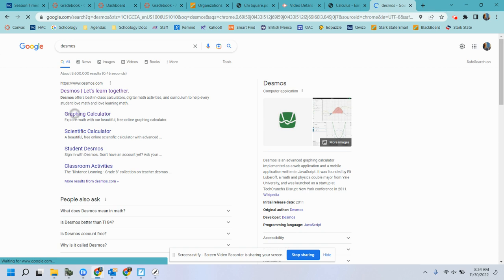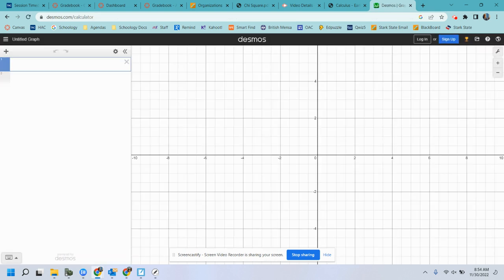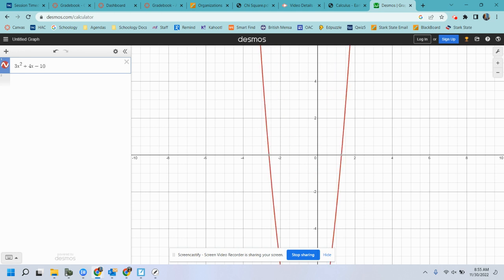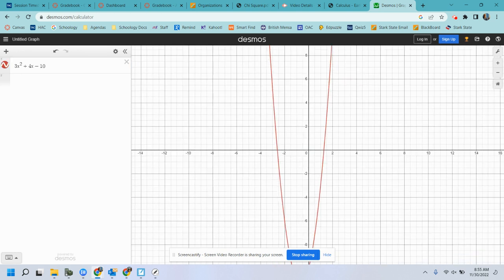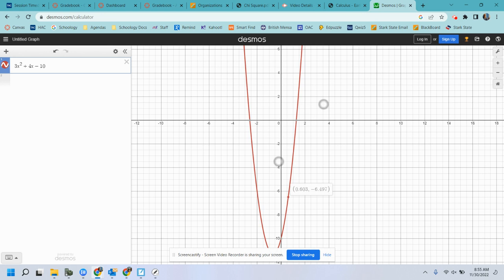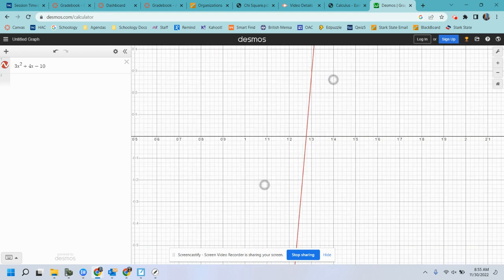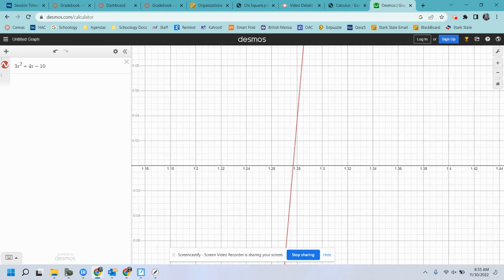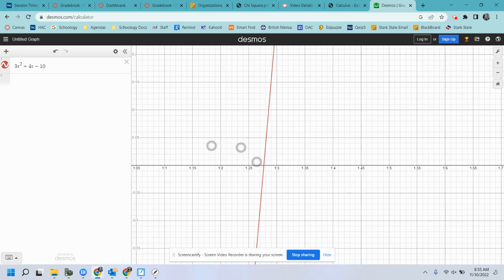If I go to a graphing calculator and graph some weird quadratic function like 3x squared plus 4x minus 10, we know that that's quadratic, right? But what if I zoomed in? Zoom in, please. Does that look quadratic anymore? No. But maybe I just picked a nice, neat point.